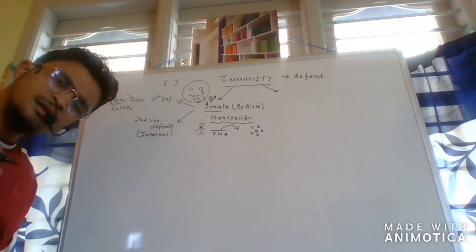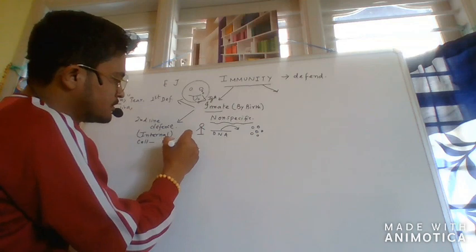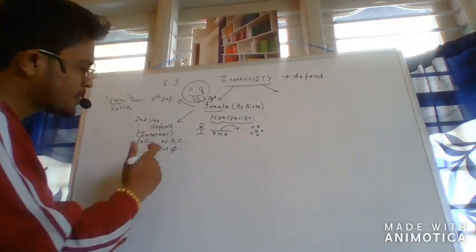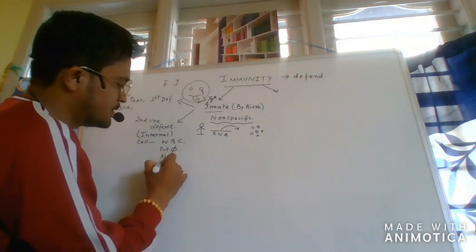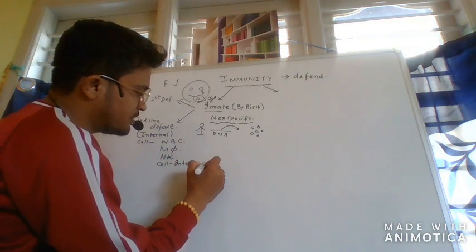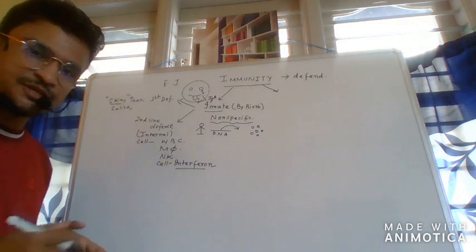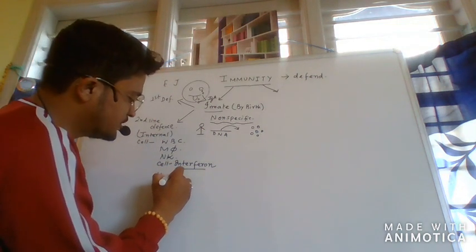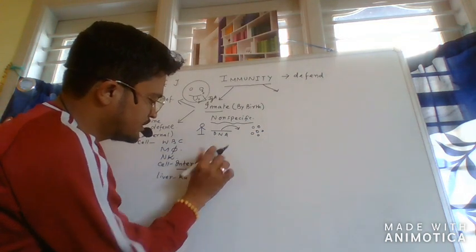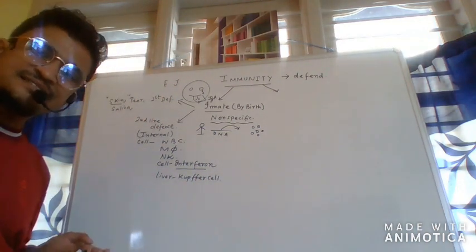What does it mean? Any internal secretions along with the cells, that is WBC, macrophages, natural killer cells, cells that secrete interferons, all those sets of chemicals and cells, like the Kupffer cell in the liver. So liver, Kupffer cell. Then microglial cells in the brain.